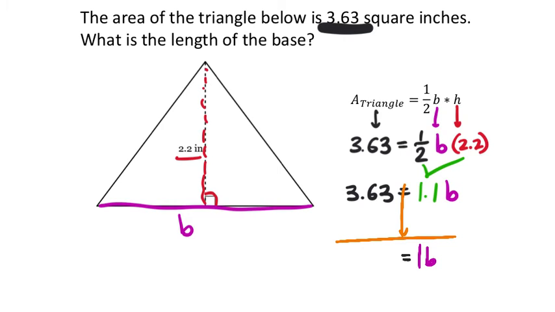Right, so how do you make a 1.1 a 1? Just divide it by itself. But yeah, if you do it to one side, make sure you do it the other side as well. Okay, so that's 1b. In my calculator, I got 3.63 divided by 1.1. Enter, and the calculator gives me 3.3.